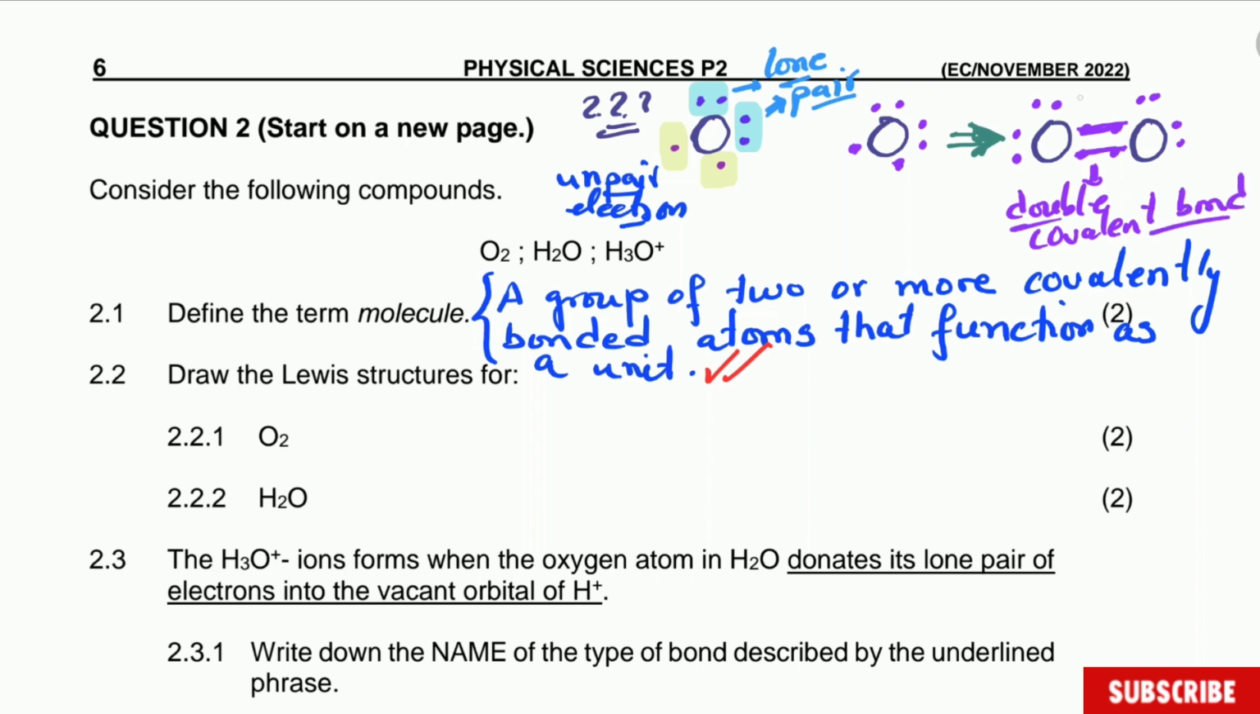Alright, I hope you understand. This is the Lewis dot diagram for O2. Let's now do H2O here at the bottom. Now we're going to answer question 2.2.2.